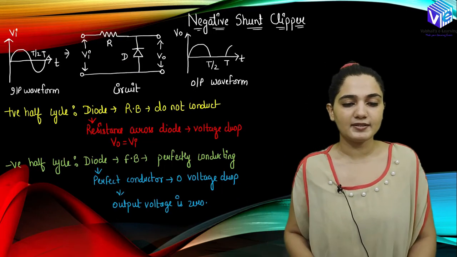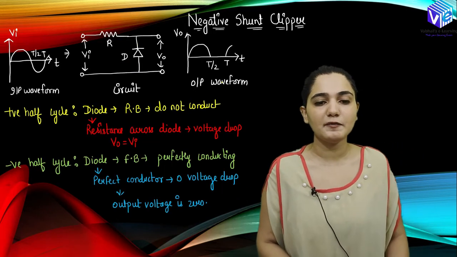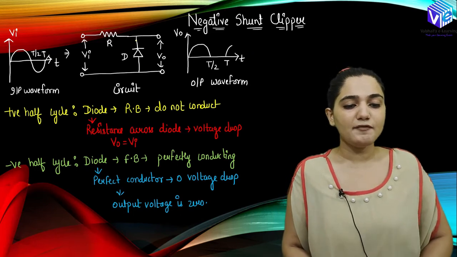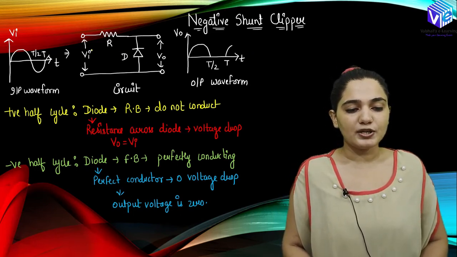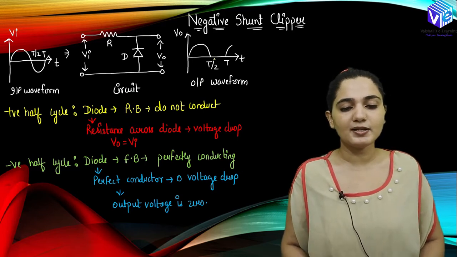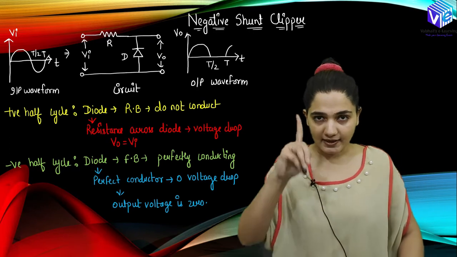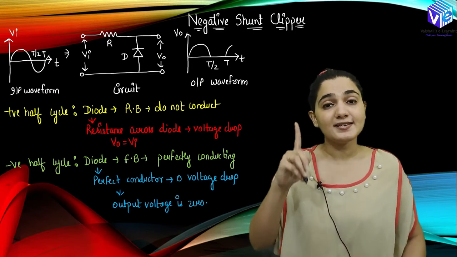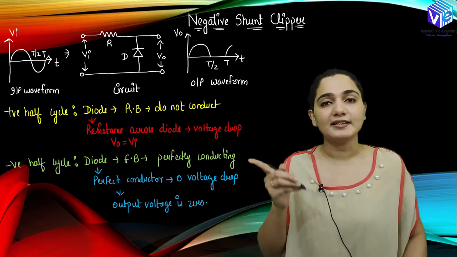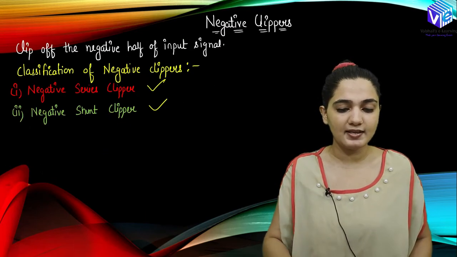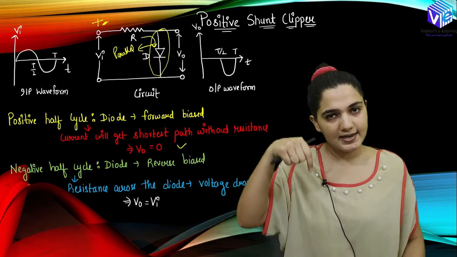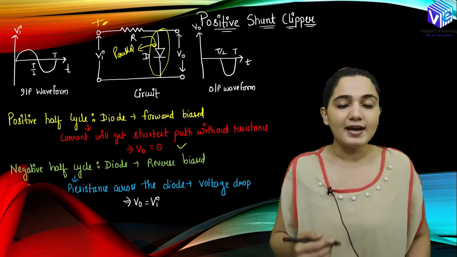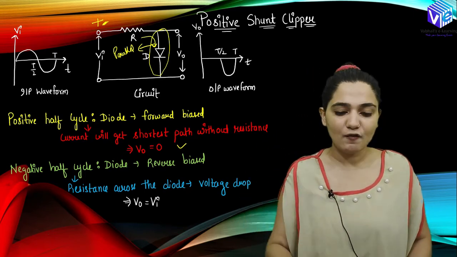Now coming to the next type of negative clipper, which is the negative shunt clipper. Here we are placing the diode in parallel to the input voltage. So this is my input voltage. We are clipping off the negative side of the waveform. The diode is placed in parallel and the direction of the diode is upside, which means we are sending the upside signal, the positive half signal. In the case of the positive shunt clipper, the diode's direction is downside, which means we are sending the downside signal, the negative half signal, right?